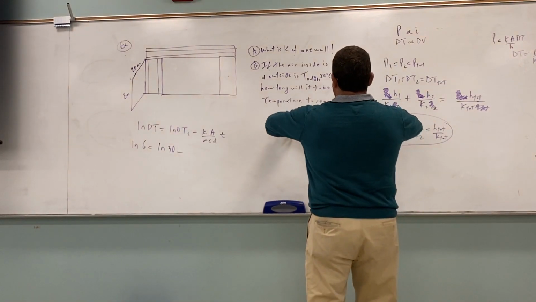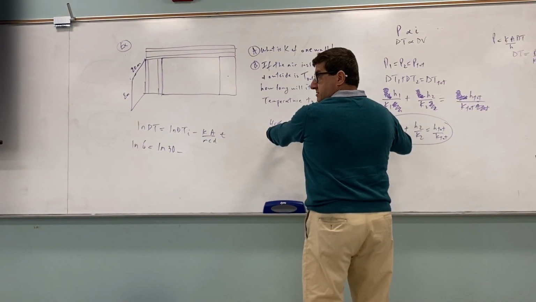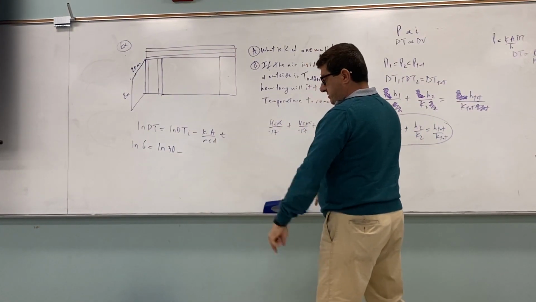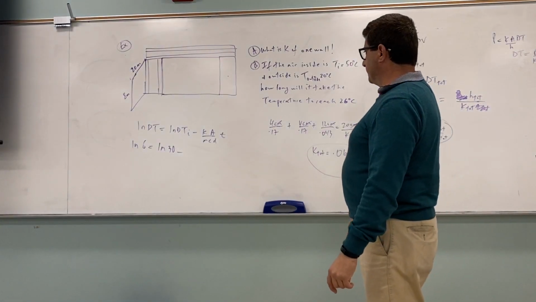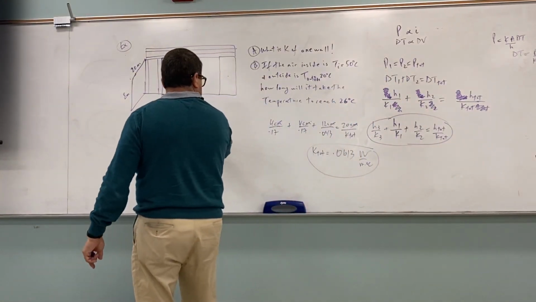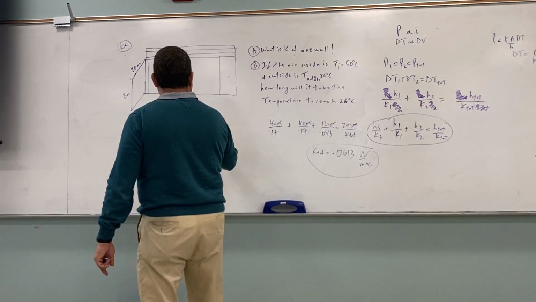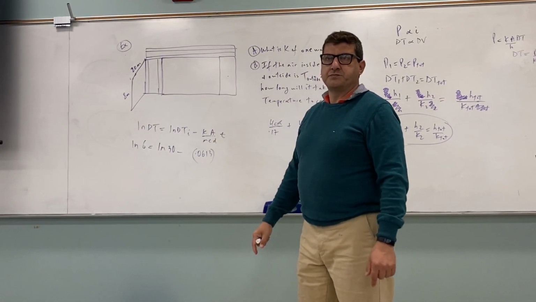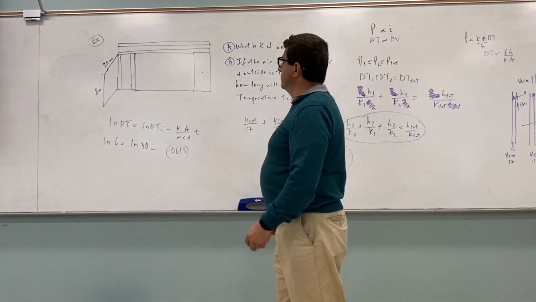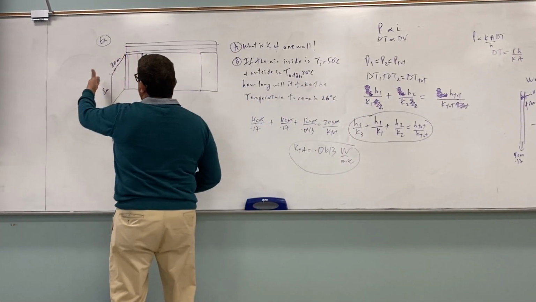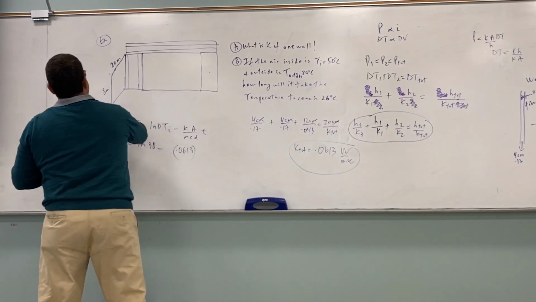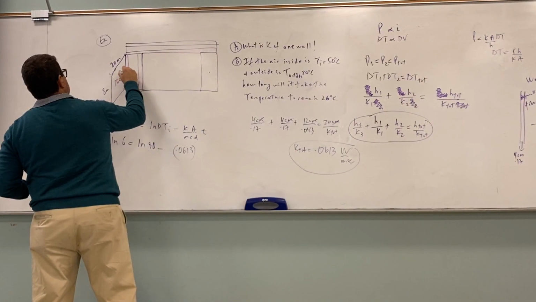Or you could say reciprocate, and then multiply the 20 either way. So then that number you put over here, 0.0613. Okay, what's the area? 20 by 8. So that's 160 meters squared.